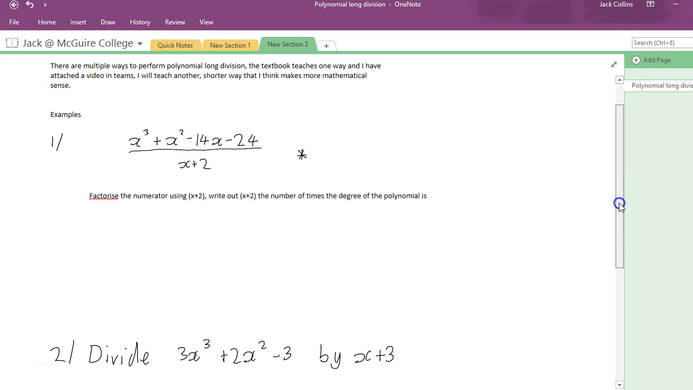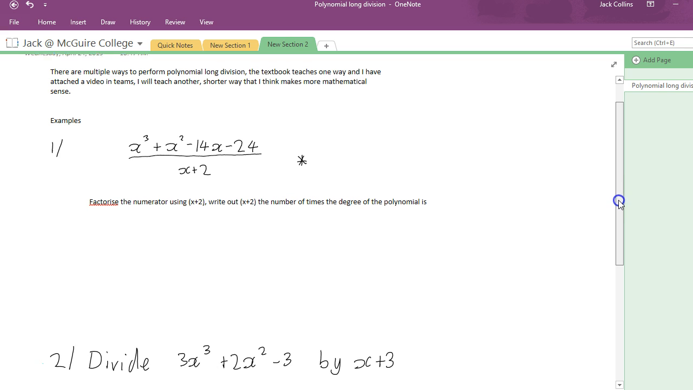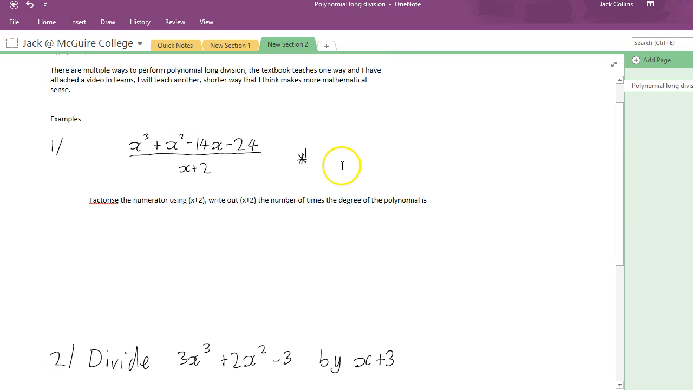The best way to do it is to just go through examples. So look at this first example here. We've got the polynomial x cubed plus x squared minus 14x minus 24 being divided by x plus 2. What you need to do is factorize this top term so we can divide simply by the x plus 2. So we need to factorize by pulling out x plus 2 as a factor and then seeing if it is a factor or if there's any remainder there.